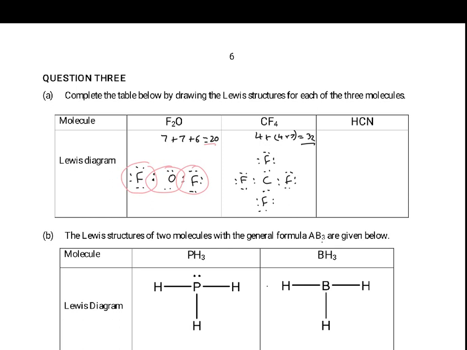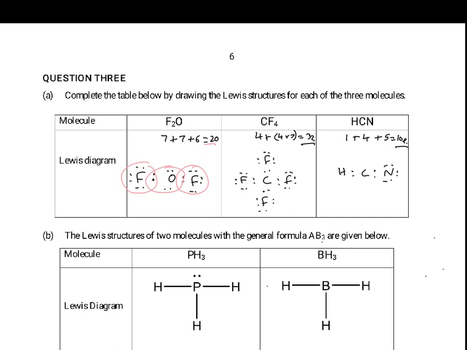HCN: hydrogen gives us 1, carbon 4, nitrogen is in group 15, so gives us 5. It's a total of 10 electrons. So we're going to put carbon in the middle, it's furthest to the left. Put a hydrogen on one side and a nitrogen on the other. Put in your bonding pairs and then fill up your outer atoms. So hydrogen only wants 2, he's happy, so then we fill up the nitrogen. Now at this point we've used 10 electrons, and we only had 10 electrons to start with, so we've used all we had.